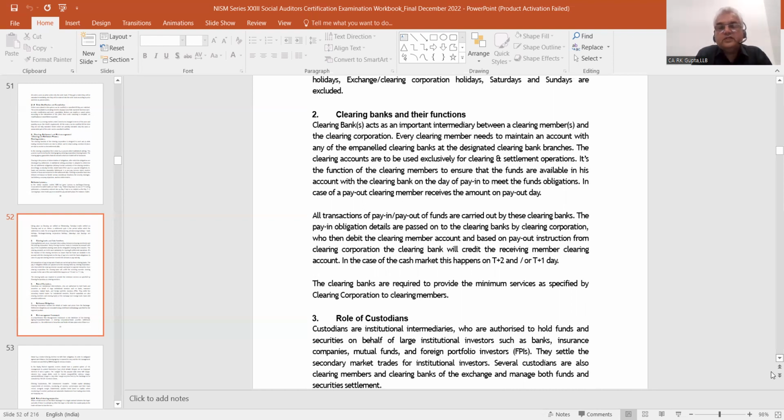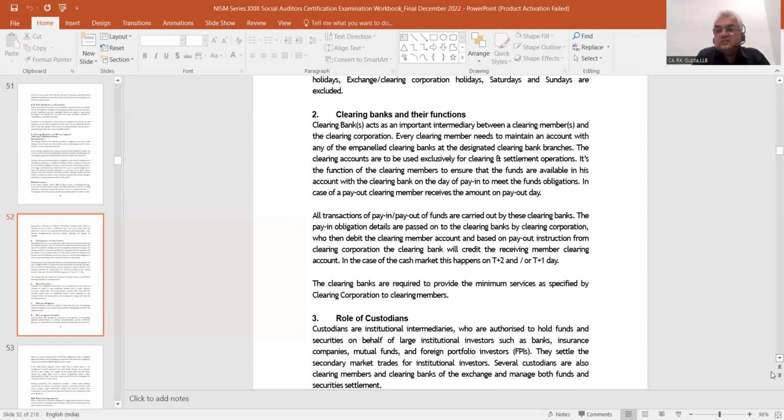Next is the role of custodians. Custodians are institutional intermediaries who are authorized to hold funds and securities on behalf of large institutional investors. Suppose you are an individual, then you may be trading on your own. But if you are a bank or an insurance company, that role might be assigned to a custodian.